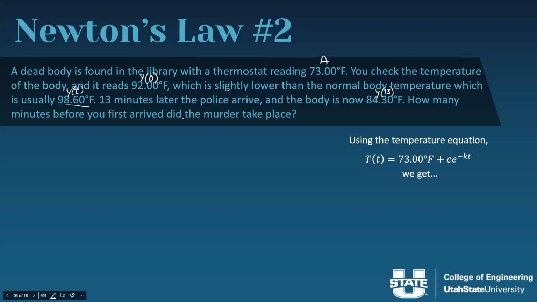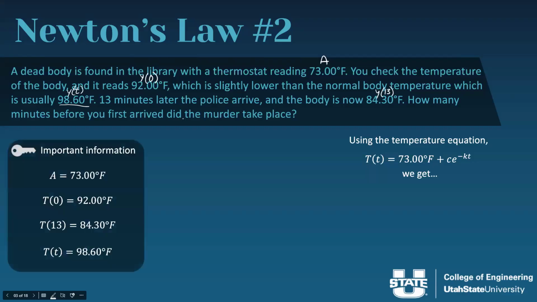All right. So now we're going to have to solve for t, which is how many minutes before you first arrived did the murder take place? So this is negative time, which is why it's kind of weird. This is going to be a similar process to the problem we just did. We're going to have to flesh out our equation by solving for c and k, and then we can finally go back in and solve for t. So I'm going to let y'all have a couple minutes to work through this one. Feel free to raise your hand and ask. We can roam, and if you have any questions, let us know.